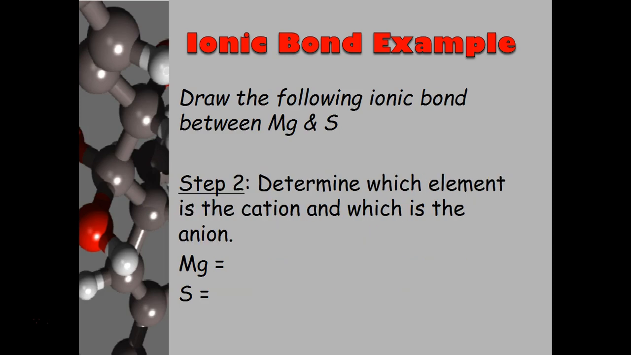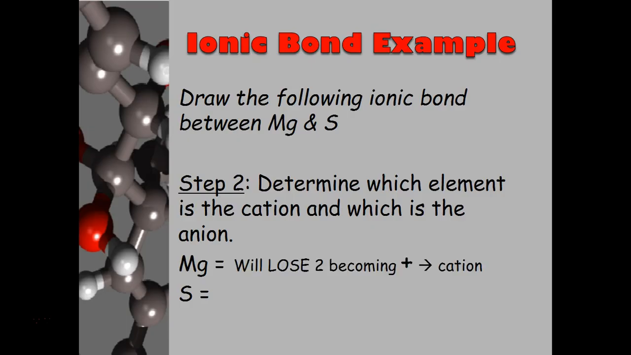Once I've determined that, now I can decide, based on their position on the periodic table, how many valence electrons do they have? How many more do they need? And is that going to make one ion the cation, and which is going to be the anion?